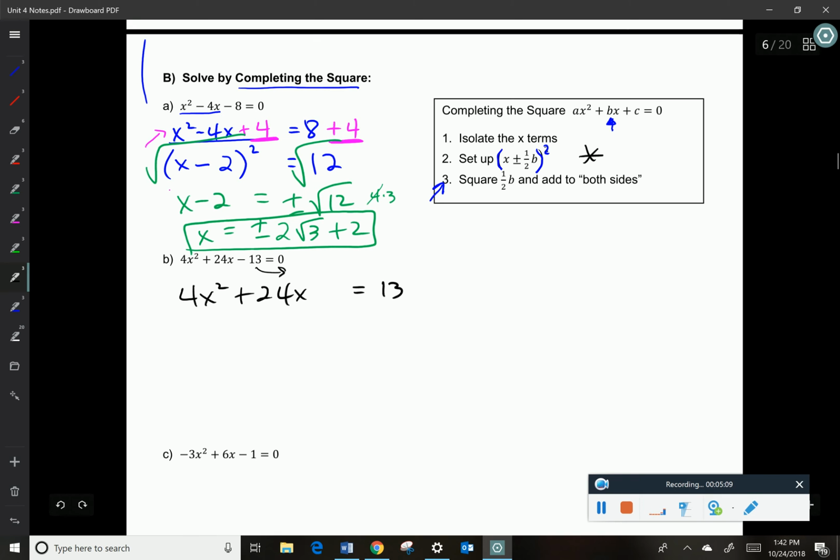Now, here's something that I don't have up here in the steps, so we're going to put a little asterisk, and that is you can never complete the square if you have a number in front of your x squared. So what I have to do is get rid of this 4 before I can go on to the next steps.